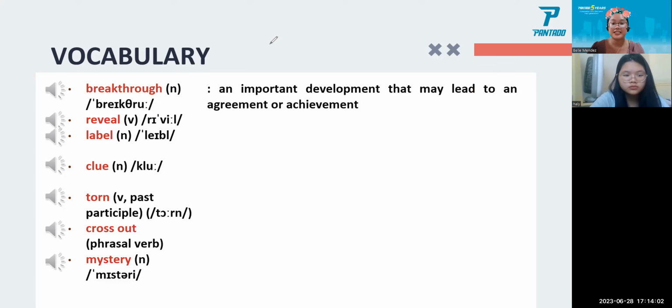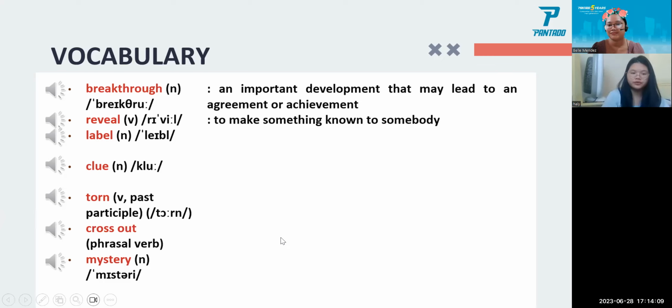Okay. Next, in crime, now let's go to reveal. Reveal: to make something known to somebody. Now let's use the same example again. So the police got a breakthrough of the case. So they know who the killer is. So they reveal the name, the age, or they reveal the killer for somebody to know him.